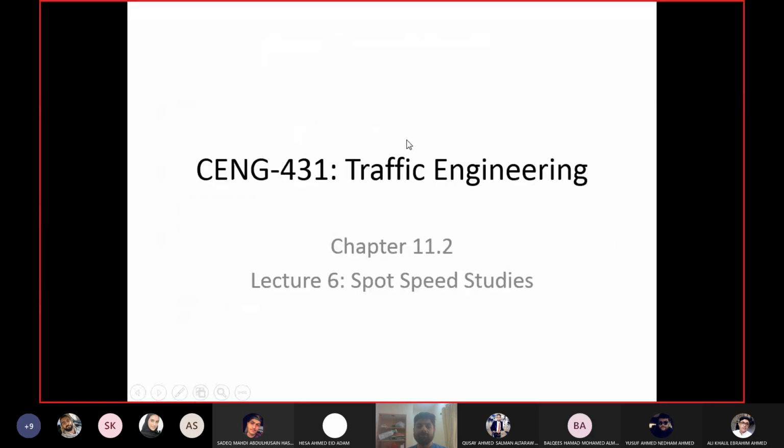So now we are coming to chapter 11. Chapter 11 is about spot speed studies and travel time studies. Travel time studies, I will cover in some other slides. So this is about only spot speed studies.